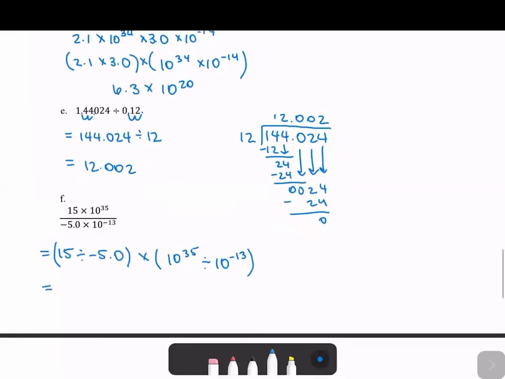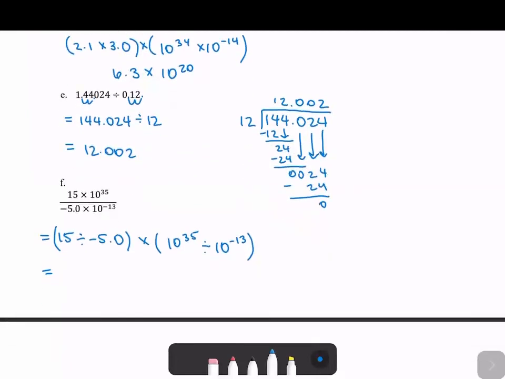Okay, so when you do 15 divided by negative 5, we get negative 3. That's just dividing whole numbers. And then we do 10 to the 35 divided by 10 to the minus 13. So remember, if that was a multiplication sign, we would add the exponents. But because it's a division sign, we're going to subtract the exponents. So this is 10 to the 35 minus negative 13, which is negative 3 times 10 to the 48. Because when you subtract a number, you're really adding the opposite.